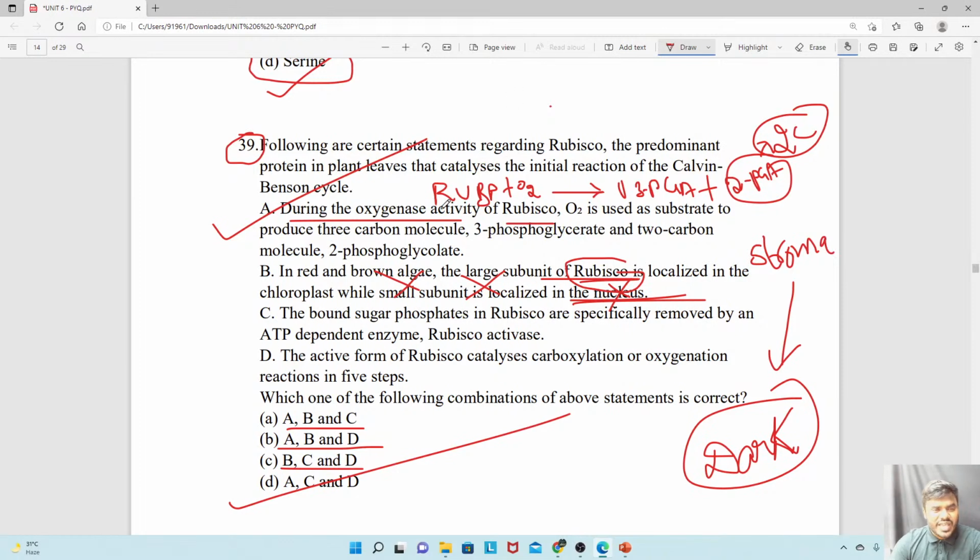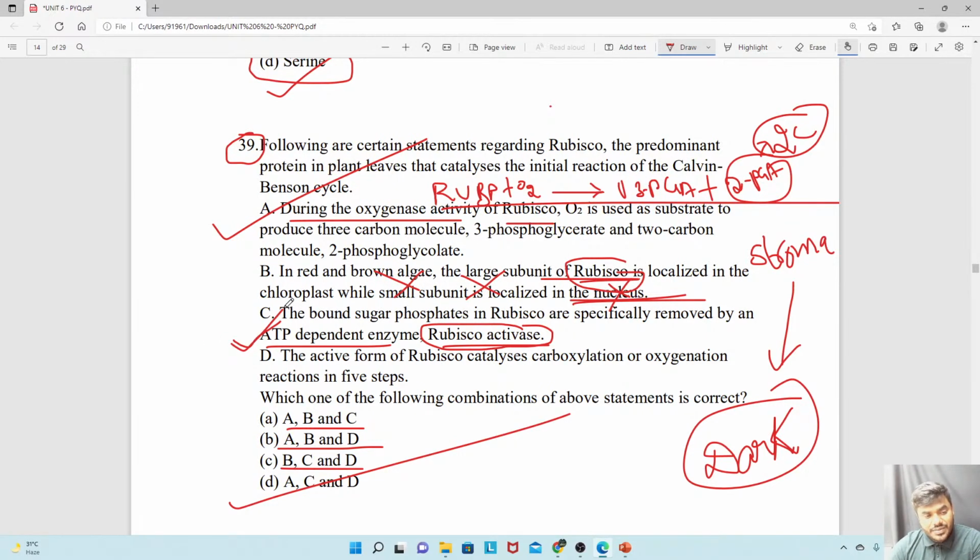I have explained the same line. Option C, the bound sugar phosphates in Rubisco are specifically removed by an ATP dependent enzyme, Rubisco activase. I feel you people did not know about this, but remember, listen to my statements carefully. Rubisco activase is an enzyme where whatever extra sugar phosphates are added to the Rubisco can be removed by the Rubisco activase enzyme.